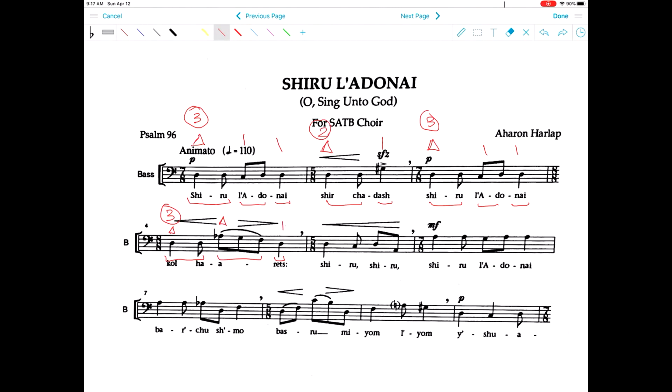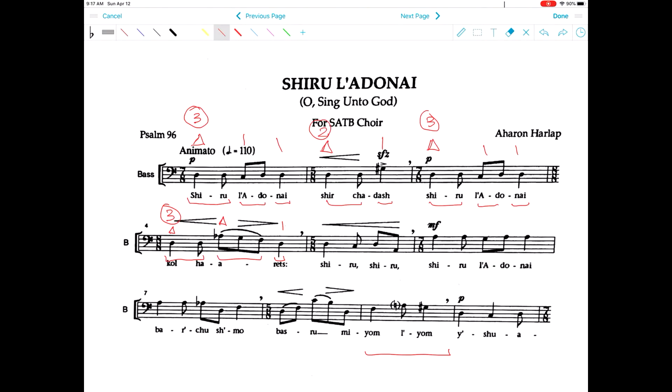Now, what happens if you get confused and it's not clear on the page what groupings you should use? Let's look here at the bottom of the page, bar 9. Here, we have choices in the 5/8 bar. Is the grouping a 3-2, or is it a 2-3? It's not completely obvious, so let's look at the text. The text will help us determine our groupings and our macrometer, okay?